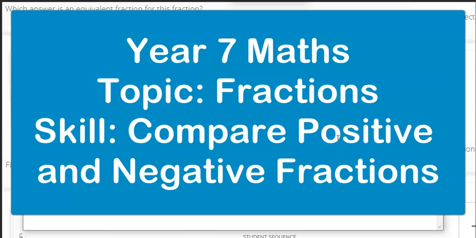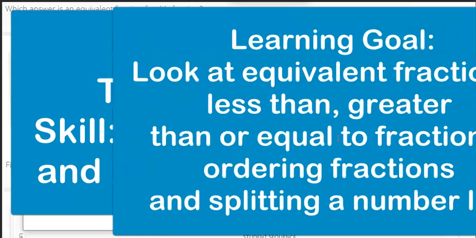Hey Year 7s, Mr. Herman here, and this skill is compare positive and negative fractions. This skill can be found within the fraction topics of Essential Assessment.